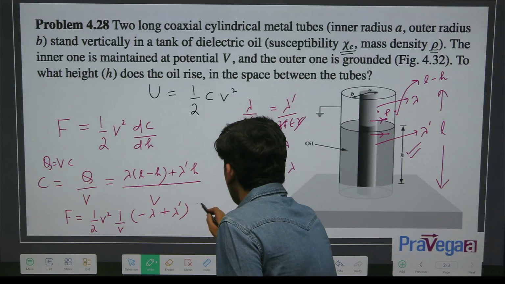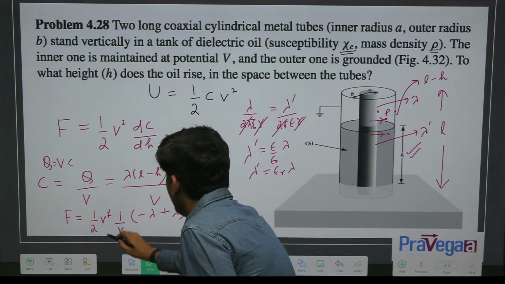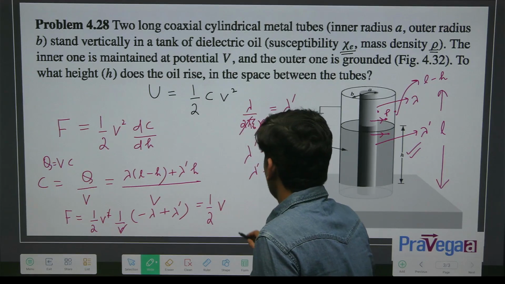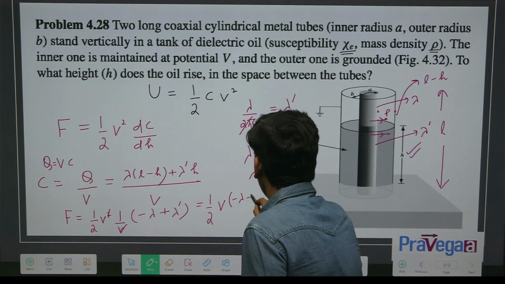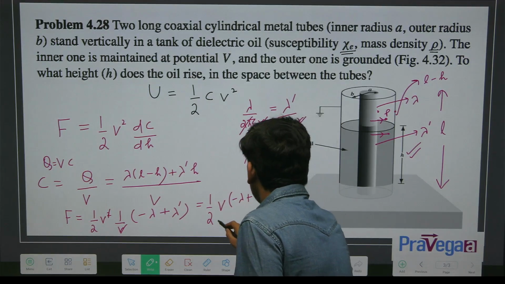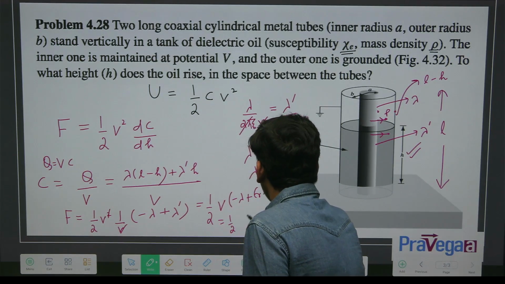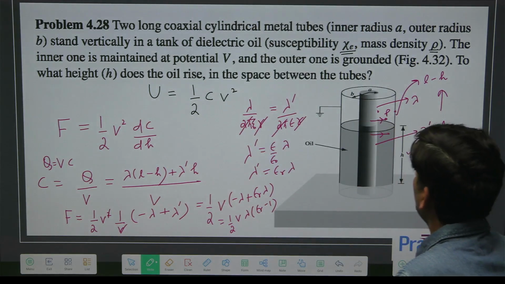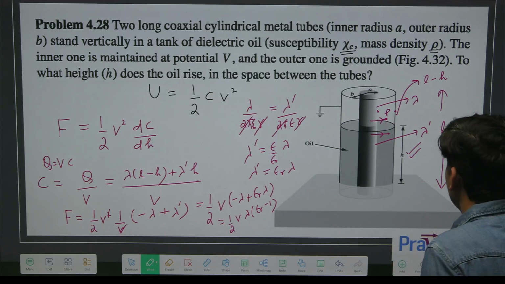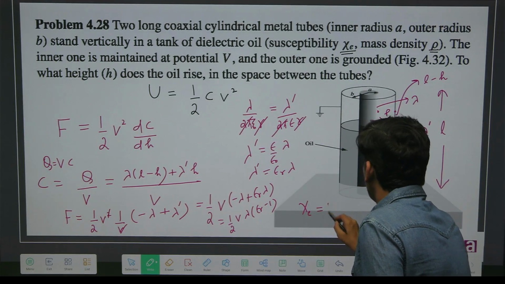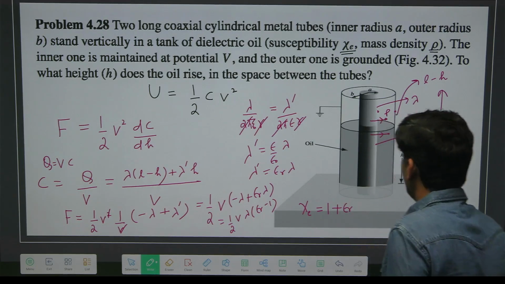So this will become 1V and 1V will cancel, half V and minus lambda plus epsilon r lambda, and this will become half, take V and lambda common, it will become epsilon r minus 1. Now chi e is given. So what is chi e? It is 1 plus epsilon r.